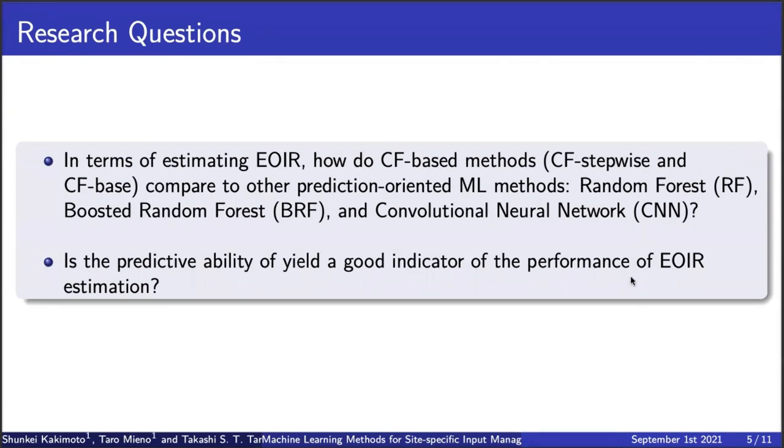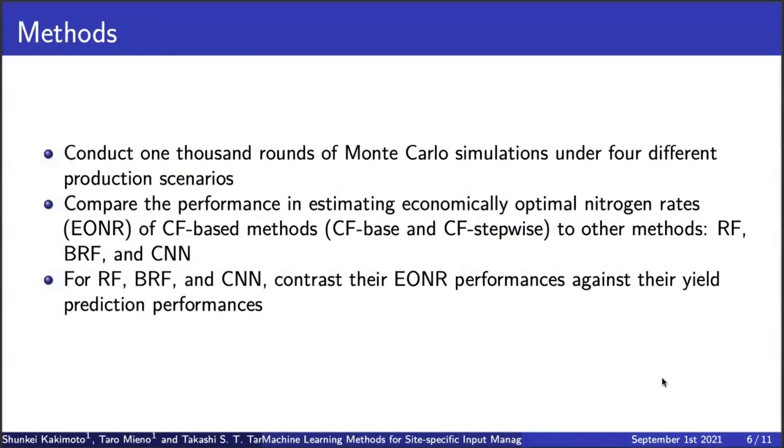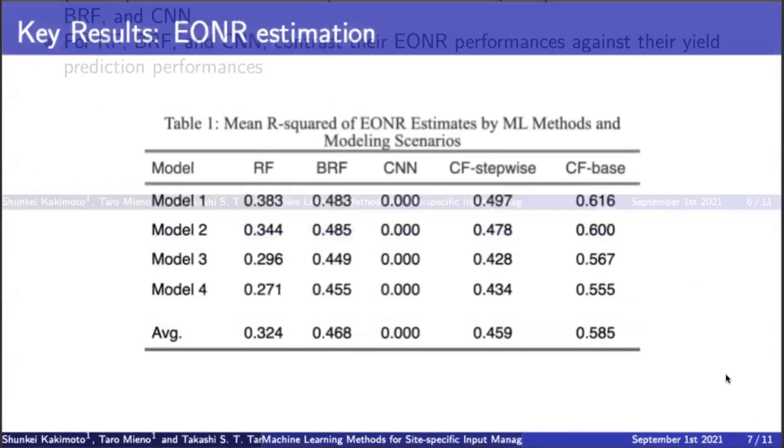To address those questions, we conducted 1,000 runs of Monte Carlo simulations under 4 different production scenarios and compared the performance in estimating economically optimal nitrogen rates of causal forest-based methods to other methods. For prediction-oriented machine learning methods, we investigated their yield prediction performances in contrast with their EONR estimation performances. We use R-squared as an evaluation metric.